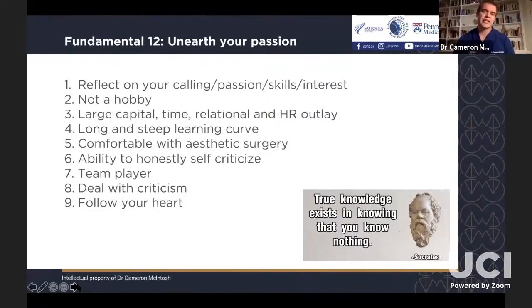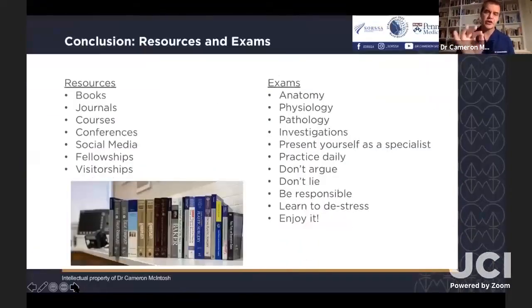And the last thing I want to share there is just follow your heart, not necessarily your head. So I want to have one last slide here, touching on two things: resources and exams. In terms of resources, those are the books that I've built up over the years. Facial plastics, rhinoplasty. There's a lot of journals out there. There's courses you can attend. There's fellowships, visitorships.